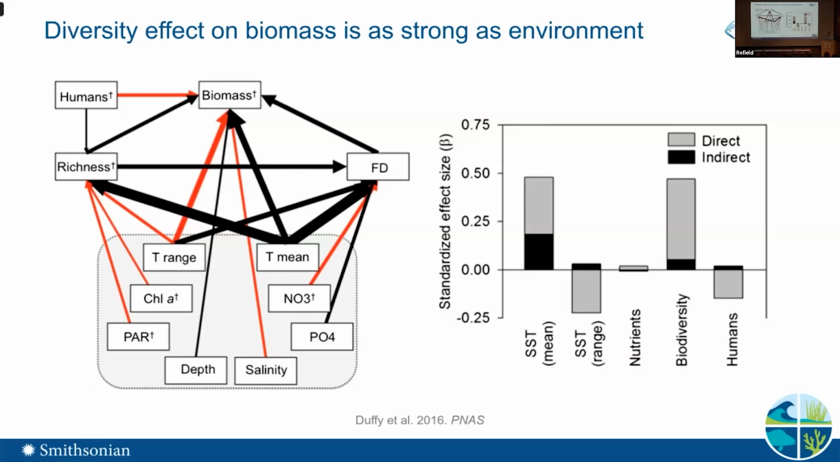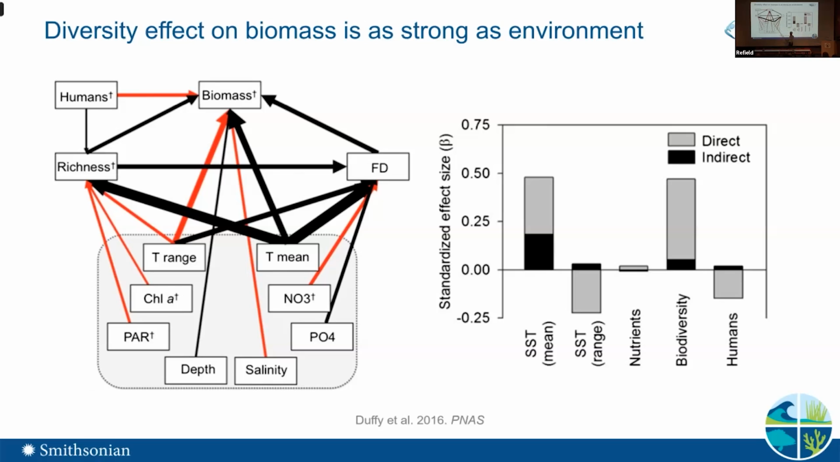So the result, to make a somewhat long story short, is that fish diversity strongly affects total biomass here. We can see even when controlling for mean annual temperature, range, chlorophyll, various nutrients, depth, salinity, and so on, we have strong impacts of fish richness or diversity and functional diversity on fish biomass.